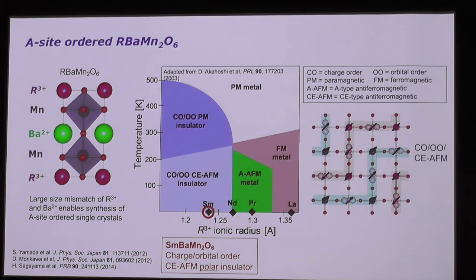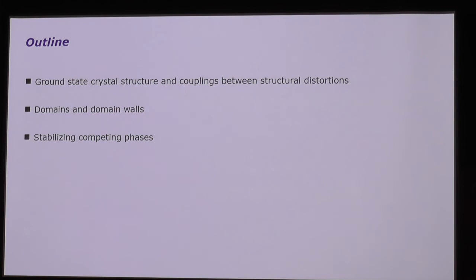You can also think about interesting couplings between the polarization and these other degrees of freedom. So there's been a lot of study of the rare earth manganites, especially their electronic and magnetic degrees of freedom, but there's been less work on their crystal structures, which are also very complex. So this structural aspect will be what I focus on today. The outline for the rest of the talk is I'm going to first look at the ground state crystal structure and show you how some nonlinear couplings between the structural distortions are key for actually stabilizing this structure. Then I'll look at the domains and the domain walls, and then at the end I'll look at how we can use this understanding to think about stabilizing some of the competing electronic and magnetic phases in this compound.